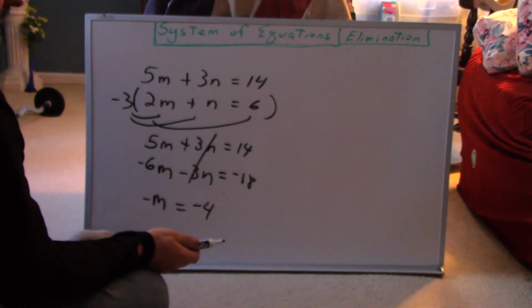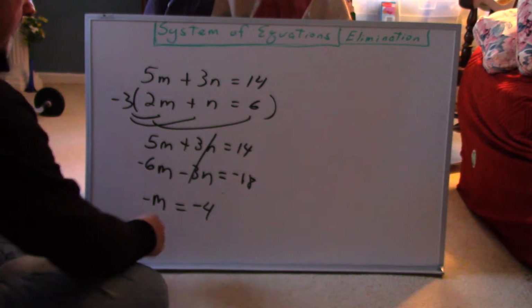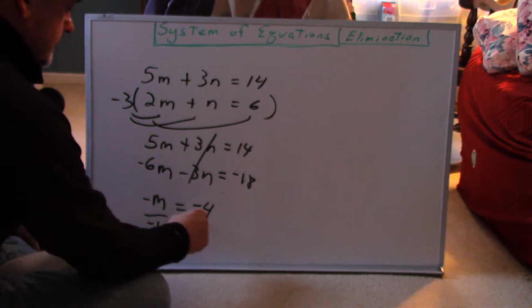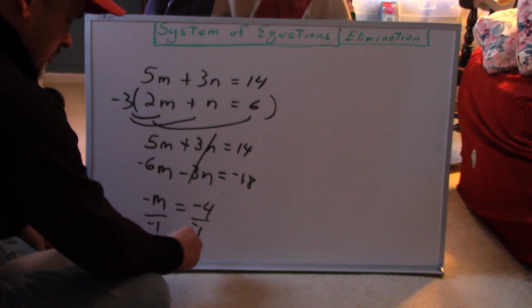Now, you might say, oh, you're done. No, you cannot have a negative variable. So you have to divide by what it is, which is negative 1. Get rid of the negative. m equals 4.